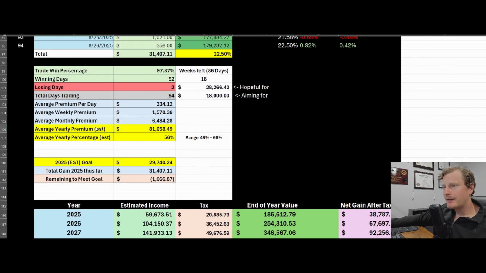I came up with estimates based off my account's performance because I'm not going to be able to trade for a 12-month window for 2025, but for 2026, we will have a full data set of what I can or can't do. But ideally, if I were to trade for a 12-month period, the way I came up with this average yearly premium estimate is I took the average weekly premium I'm generating, multiplied it by 52 because there's 52 weeks in a year, and I came up with $81,658.